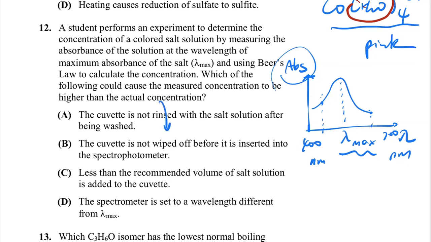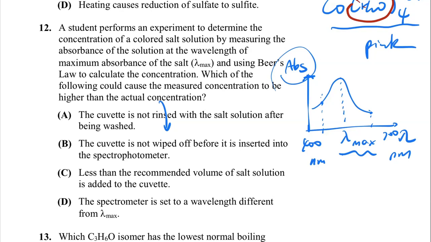So how do we avoid this? We use the salt solution to rinse the cuvette several times, 2 to 3 times. So we can minimize the dilution factor, because basically we remove all of the water, right? No problem.